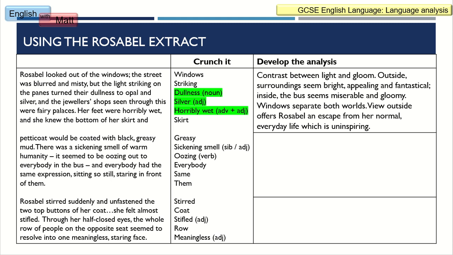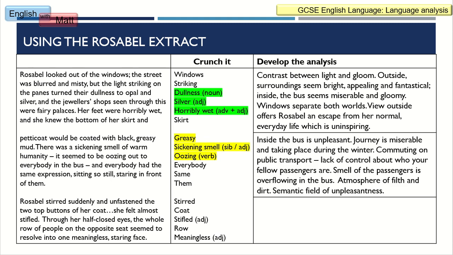In the second paragraph, my students also notice a pattern. They notice that these words are all pretty unpleasant. Greasy, which is an adjective. Sickening smell, which is sibilant, but also an adjective, sickening. And the verb oozing, which again is not particularly pleasant. So again here my students noticed a semantic field, and it's a semantic field of something that's quite dirty or unpleasant, making this journey seem miserable.